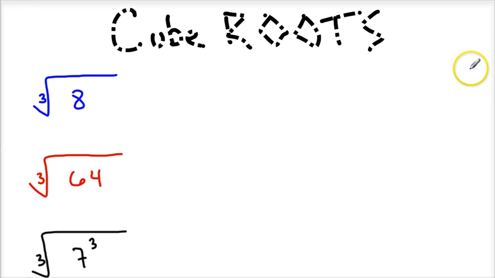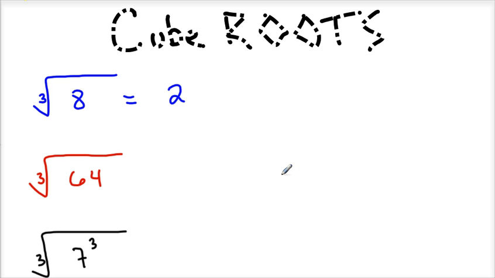Cube roots. We have square roots, cube roots. So what number times itself 3 times will give you 8? What is the cube root of 8? 2. Excellent. So 2 times 2 times 2 is 8, so the cube root of 8 is 2.